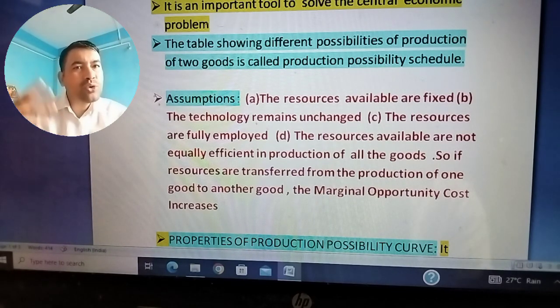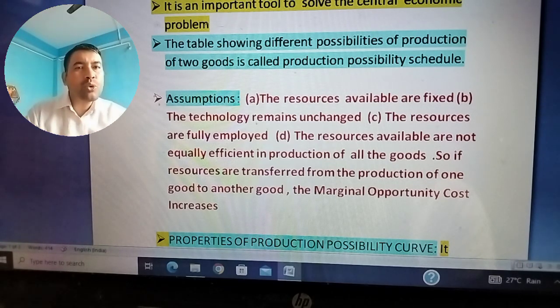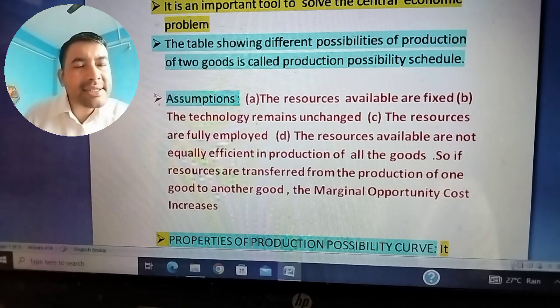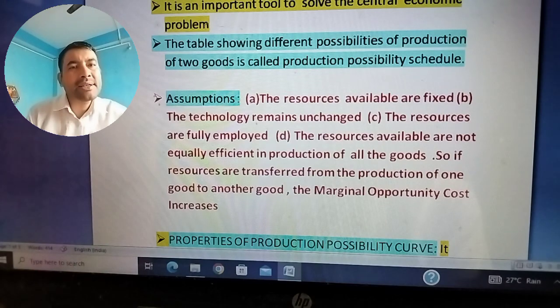That is, if you want to produce one extra unit of Y, then you have to sacrifice more than one unit of X. And if you want to produce more and more of Y, then you have to sacrifice more and more of X. That is, in order to get 2 extra units of Y, you have to sacrifice 3 or 4 extra units of X. That is why the marginal rate of technical substitution increases.